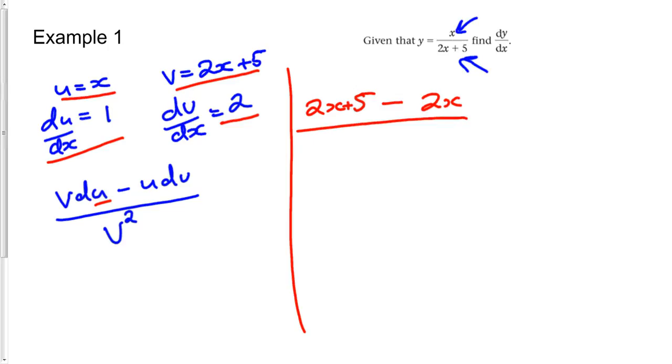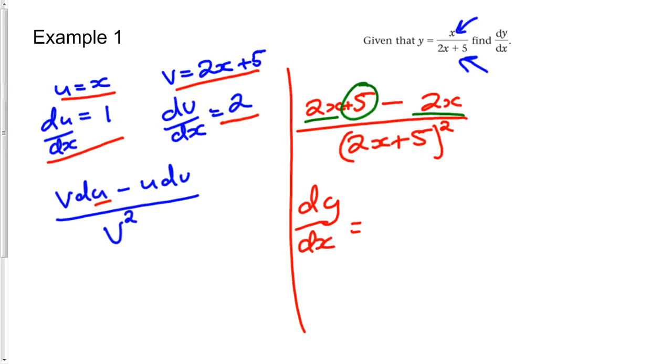So just in case you're not confident about doing this, 2x plus 5, and just write it squared. And then sometimes you'll be able to simplify or expand out the brackets, but most of the time you don't need to. Okay, and then it's just a matter of tidying it up. So once we've done that, dy by dx equals 2x minus 2x, that just goes. So you're left with 5 on top. So we've got 5 over 2x plus 5 squared.